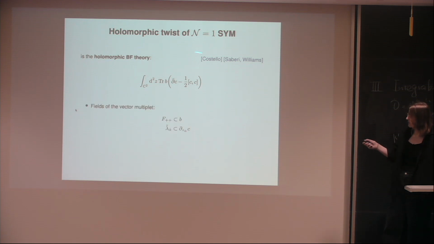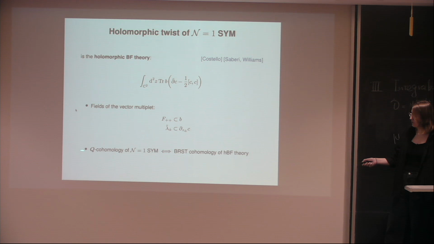The field content of N=1 super Yang-Mills is just the vector multiplet. We can match some of the fields of the vector multiplet with the fields of this holomorphic BF theory. For example, the holomorphic part of the field strength is one of the components of B, and there are two gauginos, which are components of derivatives of C. The theorem is that the supercharge cohomology of the original theory is isomorphic to the BRST cohomology of this holomorphic BF theory. So this is a simplified theory that captures the BPS subsector.